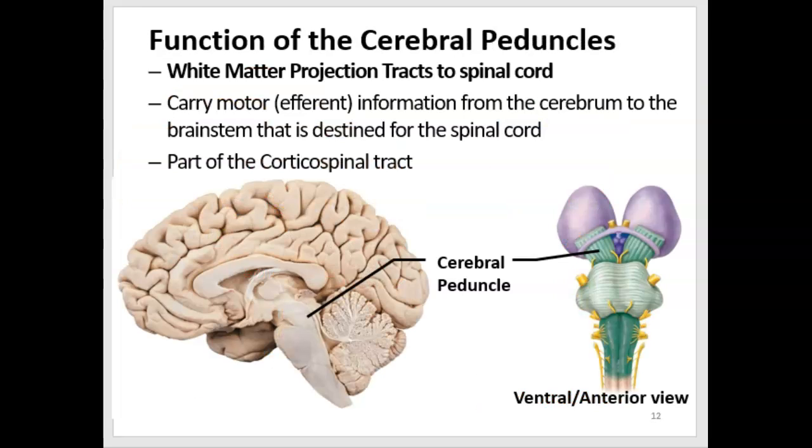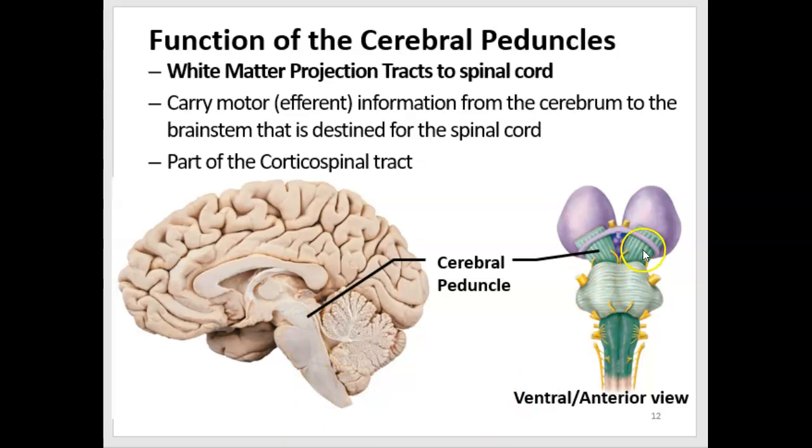So now we'll look ventrally. I'm going to orient you on this sagittal section. Here's the thalamus. Here's the hypothalamus. These little tiny bumps over here are the corpora quadrigemina we just looked at. And now we're looking more ventrally at the cerebral peduncles that I just circled.